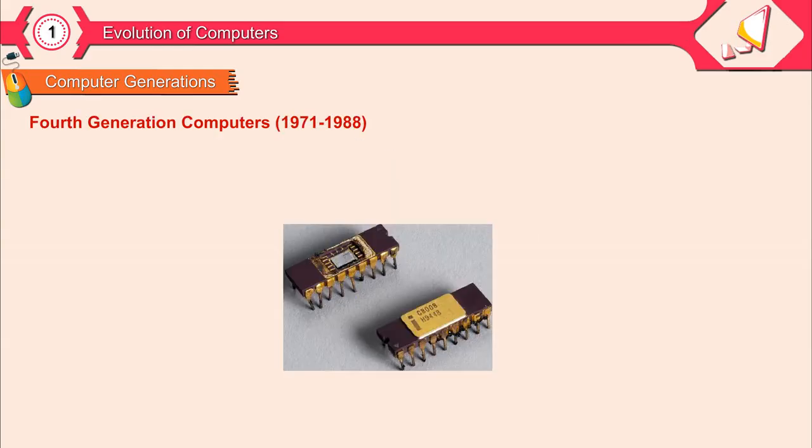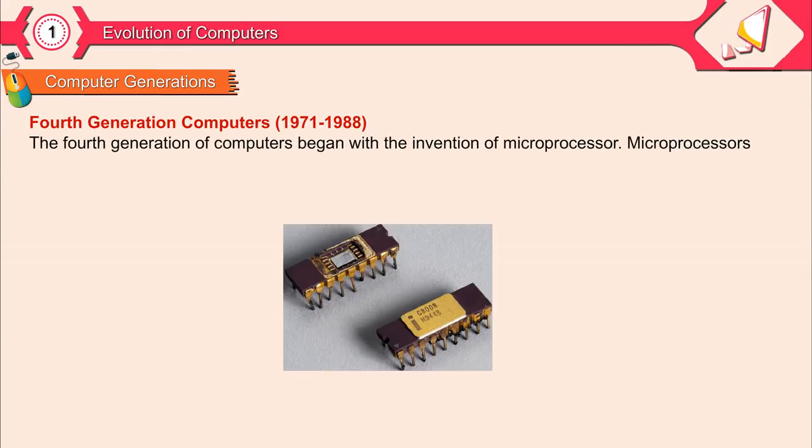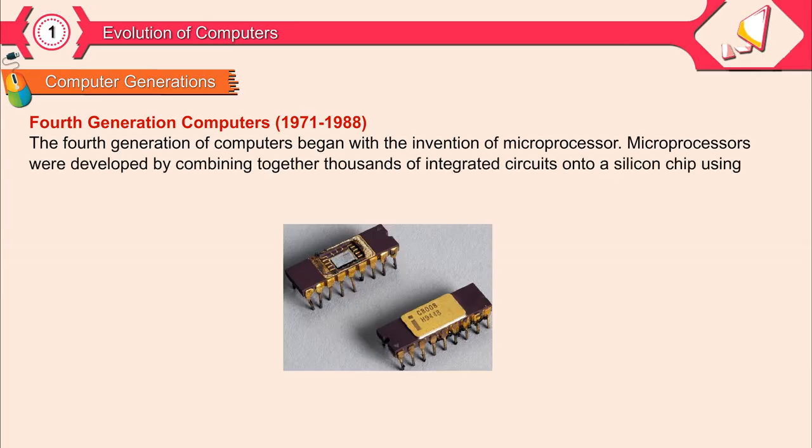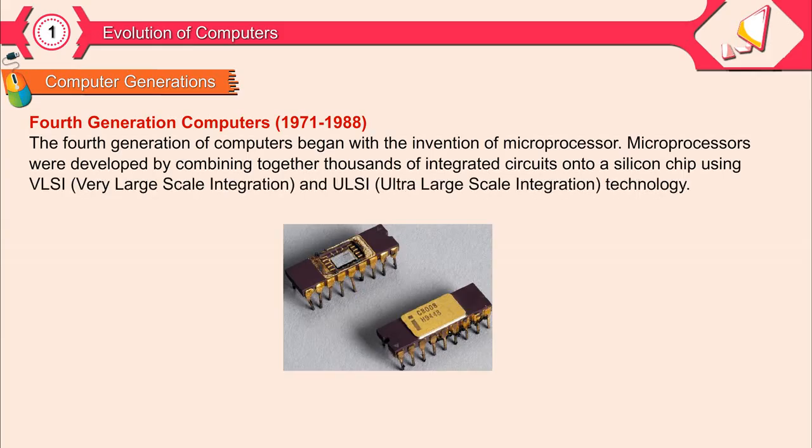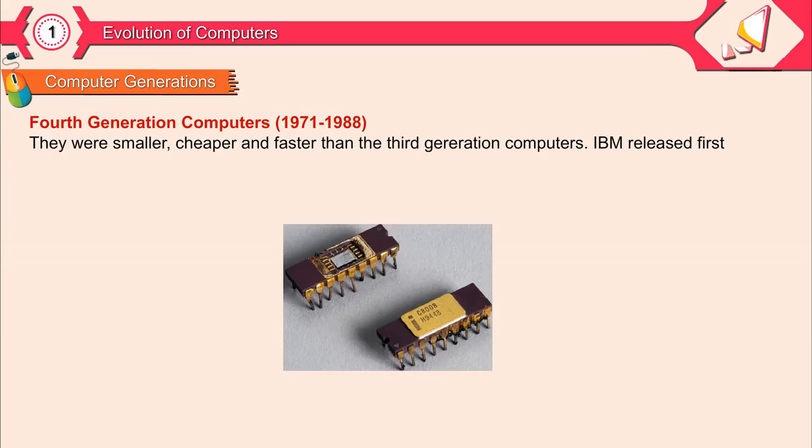Fourth generation computers, 1971 to 1988. The fourth generation of computers began with the invention of the microprocessor. Microprocessors were developed by combining together thousands of integrated circuits onto a silicon chip using VLSI, Very Large Scale Integration, and ULSI, Ultra Large Scale Integration technology. They were smaller, cheaper, and faster than the third generation computers.